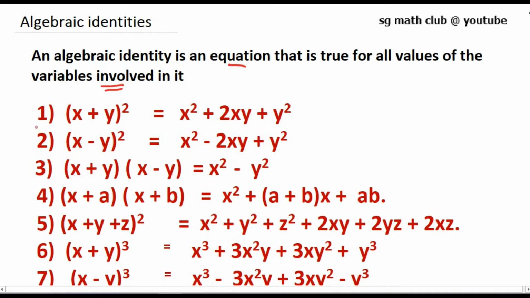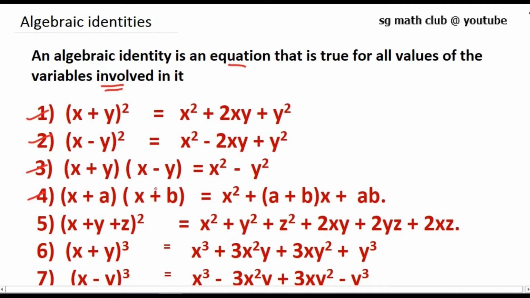So 4 identities in 8th standard you have studied. These are the 4 identities: x plus y the whole square, x minus y the whole square, x plus y into x minus y, x plus a into x plus b. We have learned all these 4 identities in 8th standard, and we have done the problems also, evaluate using the identity or find the product using the identity.